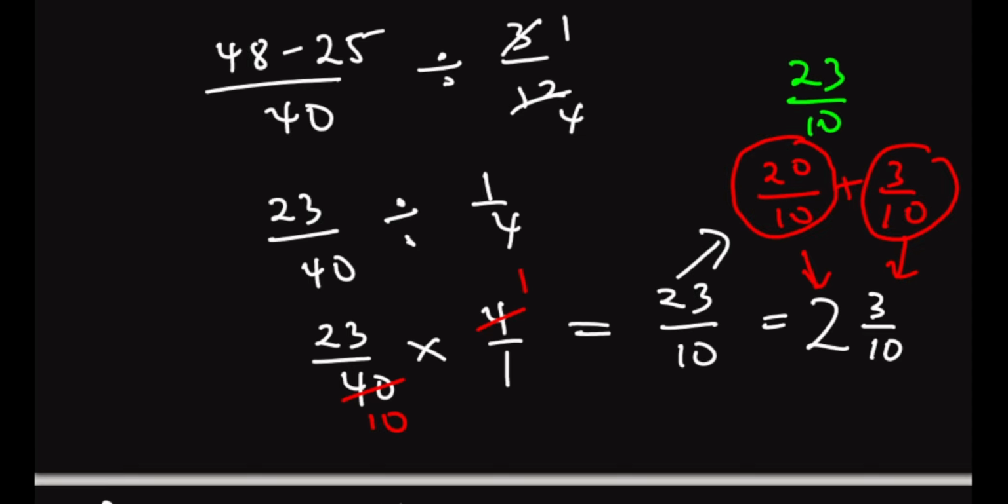Or another way of doing this is to find how many times this 10 here will divide 20. That's 2 times, right? And what's the remainder? 3. Write the remainder at the top. And then what number did you use to divide? That's 10. So you just write the 10 down there. So the same thing.